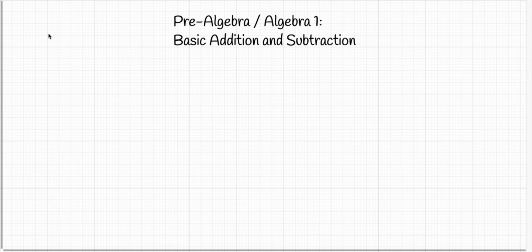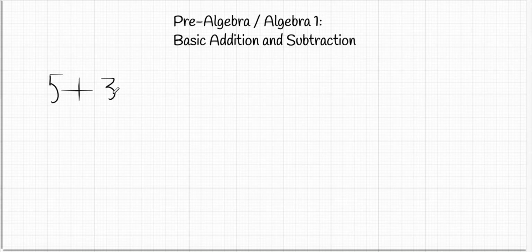Today we're going to start off with addition and subtraction. First, a few definitions. What is addition? Addition, which is represented by the plus sign, is a process of increasing one number by another. So let's say we have 5 plus 3. We're increasing 3 by 5 or 5 by 3.